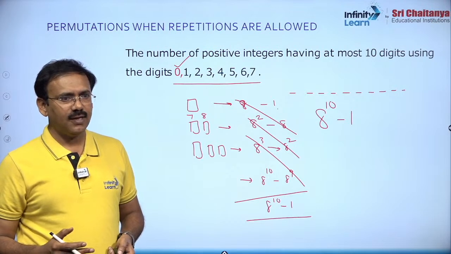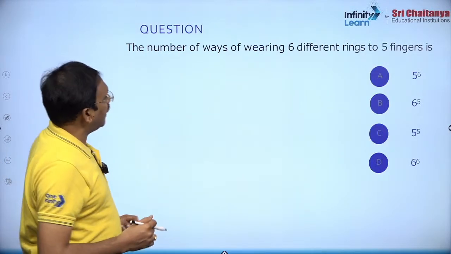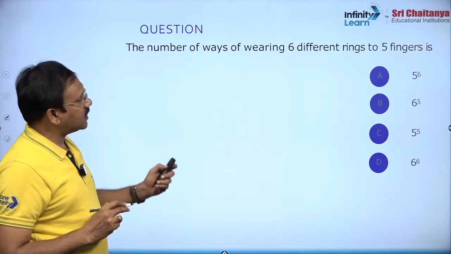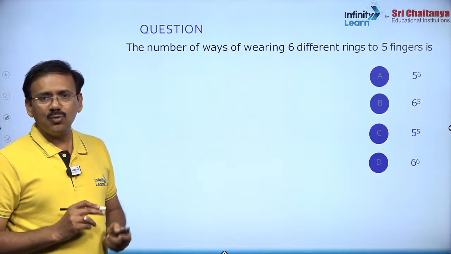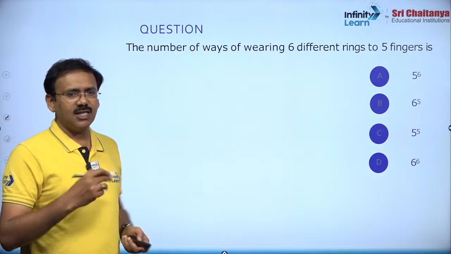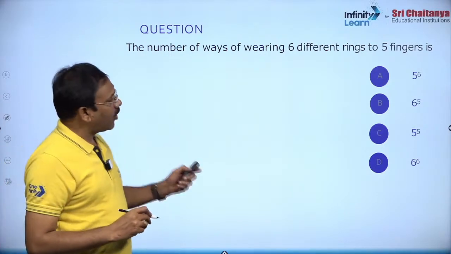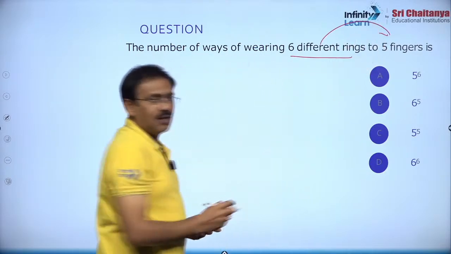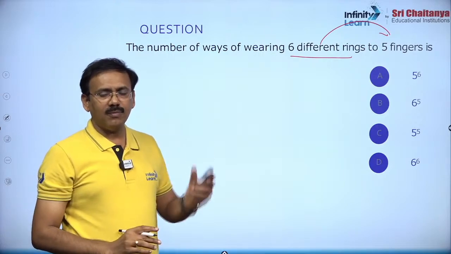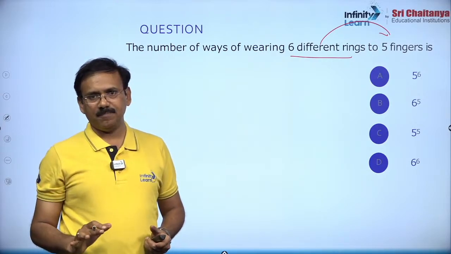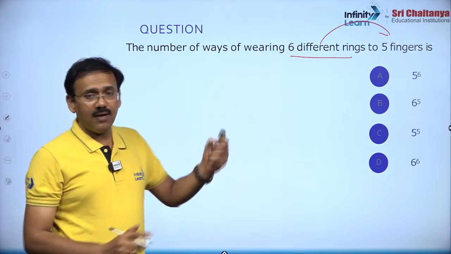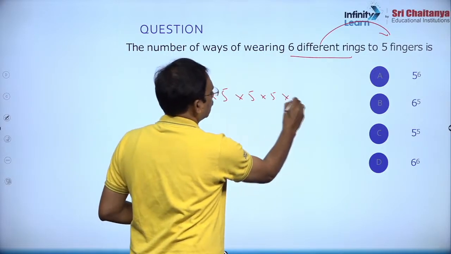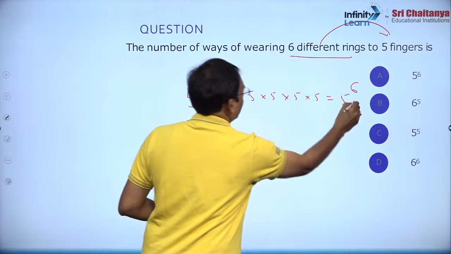Okay. Next, my dear friends, this is a good question, important question. The number of ways of wearing 6 different rings to 5 fingers. You see, students will be thinking 5 power 6 or 6 power 5, one confusion will be there. The point is, number of ways of wearing rings to fingers, that means at the end of the problem, every ring will go to some finger. So, ring number 1 can be given to any of the 5 fingers, ring number 2 also, 3 also, 4 also, 5 also, 6 also. 5 power 6 is the answer.